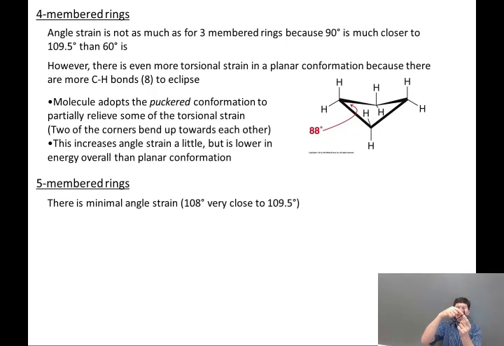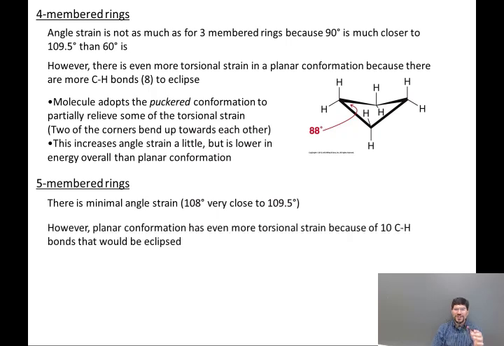Because if you look down any of the 5 carbon-carbon bonds, you see that in a planar conformation, the CH bonds are completely eclipsing each other. And that's not good news because now we have 10 hydrogens, which means that there are 10 CH bonds to eclipse each other. So the planar conformation has more torsional strain for the 5-membered ring than it did for the 4-membered ring. So what did the 4-membered ring do?